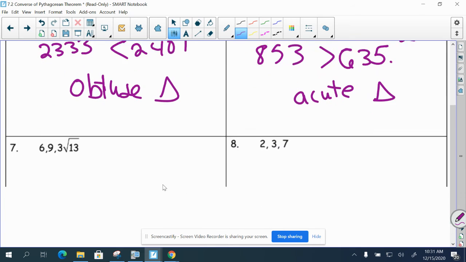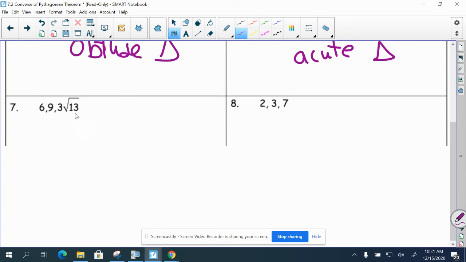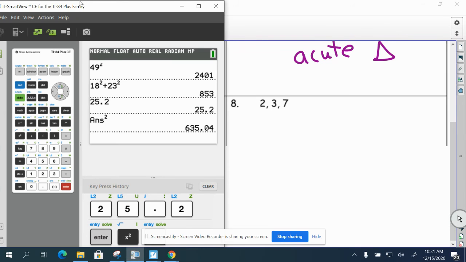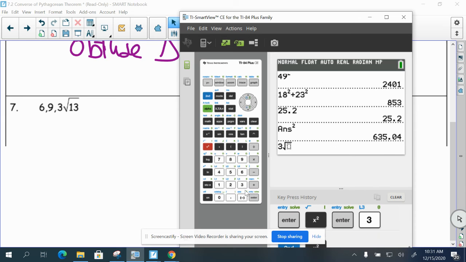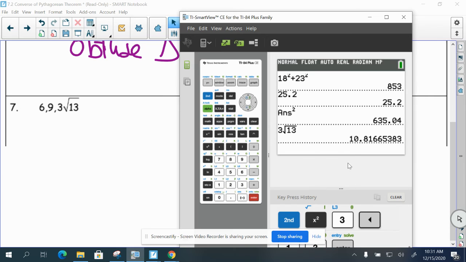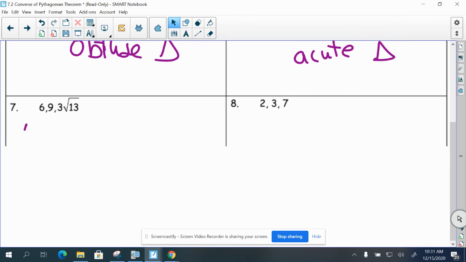All right, number 7. So 3 square root 13. Just going to check what that is. Square root 13 is 10.81. So that would be the hypotenuse. So we'll do 6 squared plus 9 squared. How does that relate to 3 square root 13 squared?